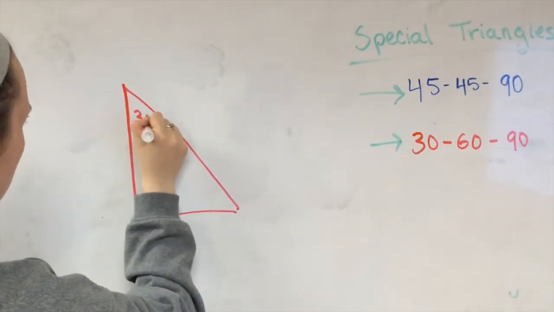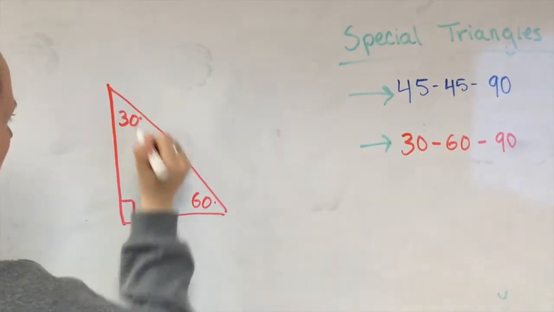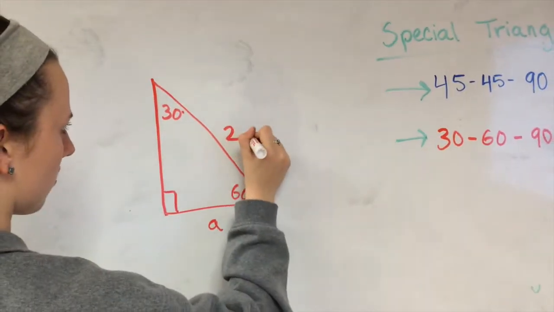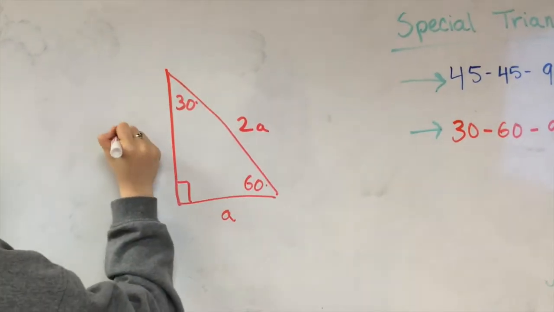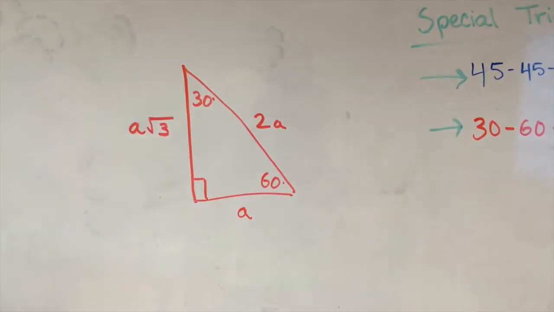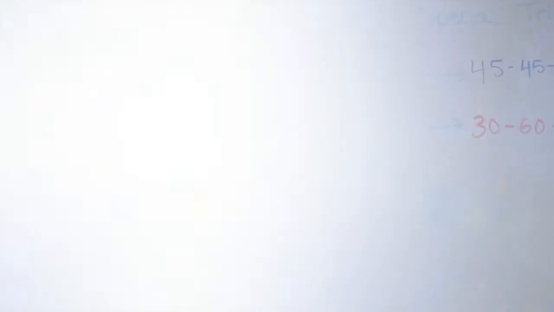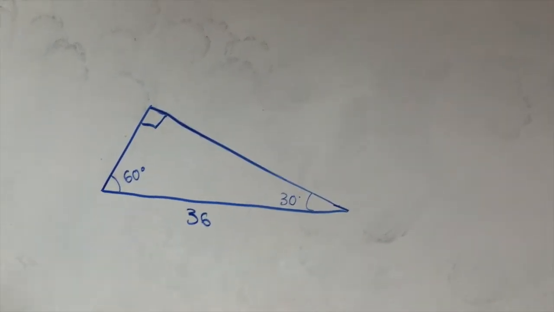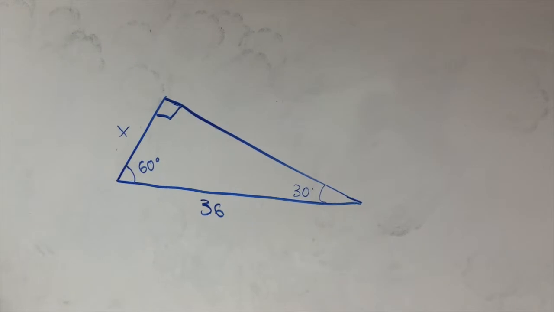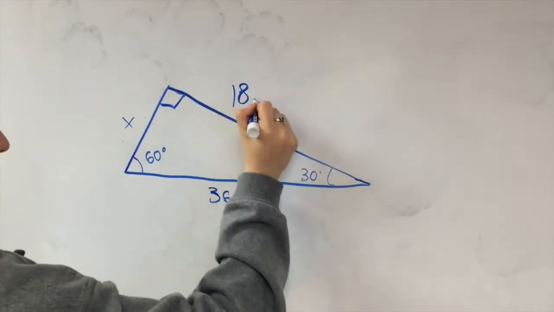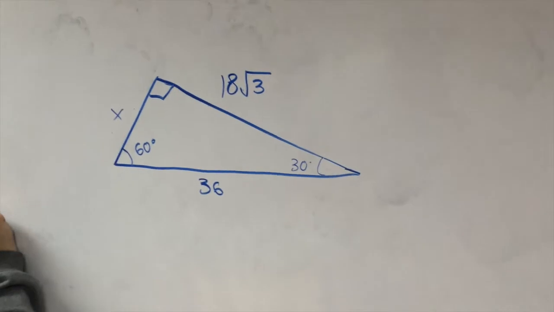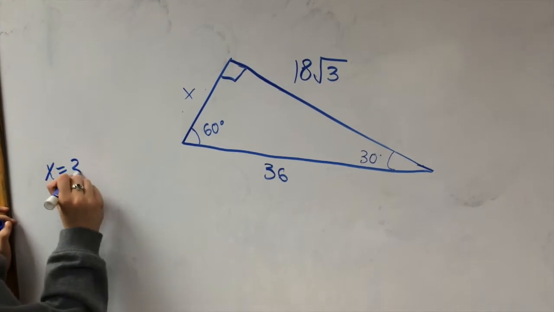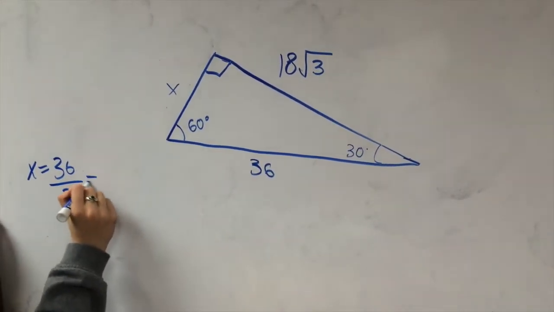So here we have a 30, 60, 90 triangle. The base is a, and the hypotenuse is 2a. Now the other side is a root 3. So here we have an example of a 30, 60, 90 triangle, and we're trying to find x, and the hypotenuse is 36, and the adjacent is 18 root 3. So we have to do x equals 36 over 2, and that equals 18.